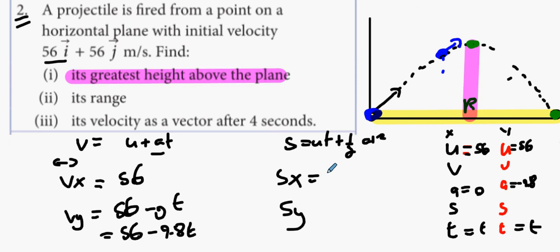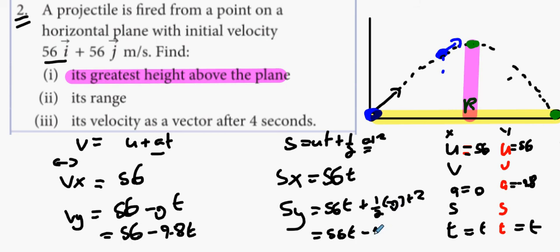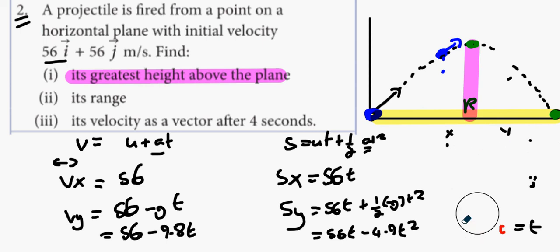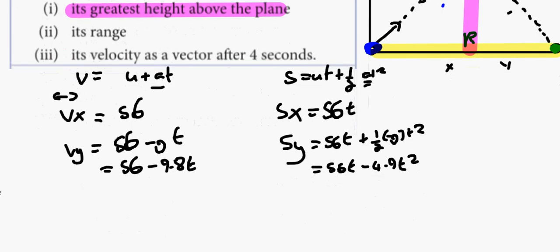So what's SX? Anybody? UT. So, 56 meters per second going to the right multiplied by the time taken. What's the A value for the X direction? So there's going to be nothing behind that, is there? No. And the other one? 56T. Then what else? Plus a half AT squared, so it's going to be plus a half minus G. Yeah, and what do you get then? 56T, what's half of gravity? 4.9 T squared. Everybody cool with that? Now you're at this stage here. Now, everybody cool with this?